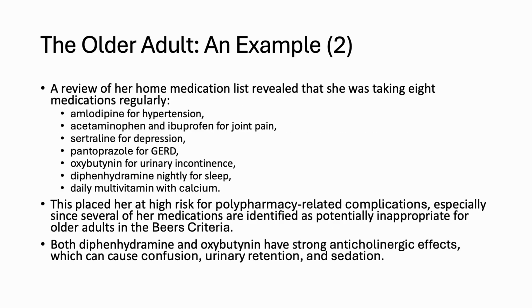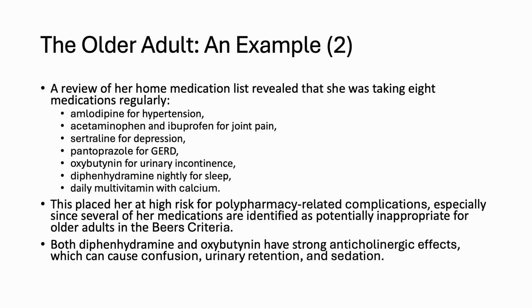So these are all the meds she's on at home. She was taking 8 medications, all perfectly acceptable for all her diagnoses, but there's just so many of them. She's on an antihypertensive med, 2 meds for joint pain, an antidepressant, a proton pump inhibitor, a med for her incontinence. She takes an antihistamine to help her sleep, and a daily multivitamin. Several of these medications are on Beer's criteria.